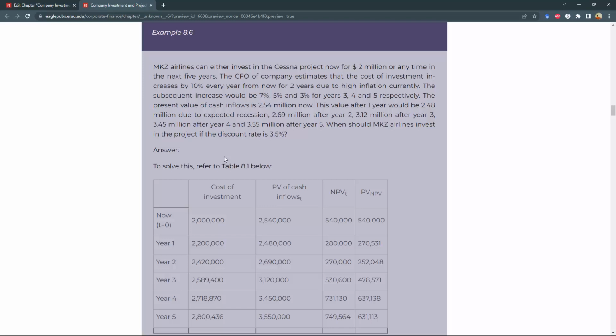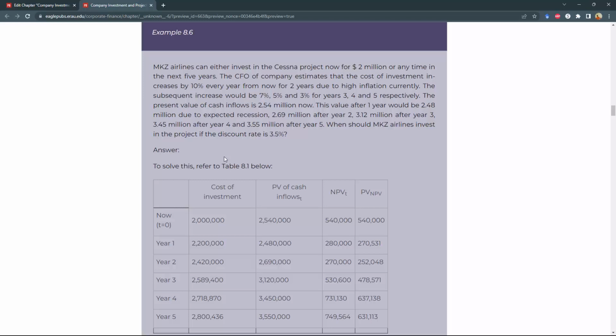Example 8.6. MKZ Airlines can either invest in a Cessna project now for $2 million or at any time in the next 5 years. The CFO of the company expects that the investment cost increases by 10% every year from now for 2 years due to high inflation currently. The subsequent increase will be 7%, 5%, and 3% for years 3, 4, and 5 respectively.